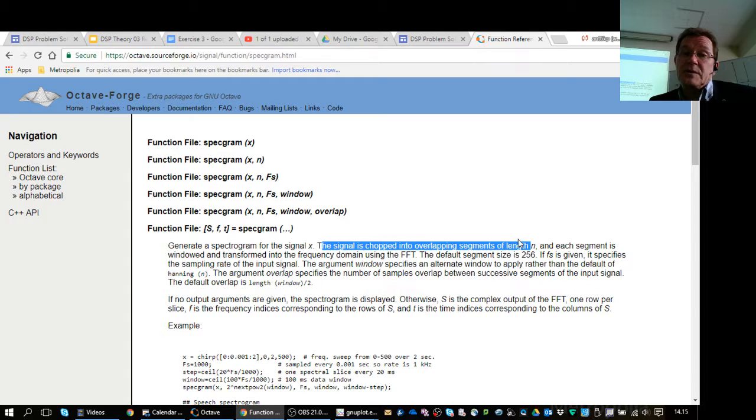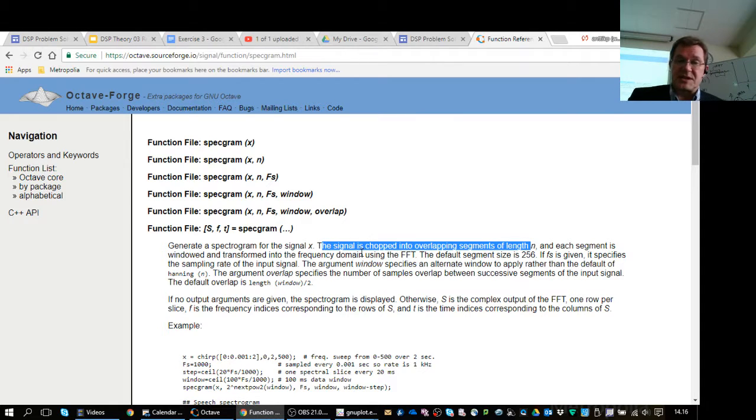Signal is chopped into overlapping segments. Okay, so if we have a signal, where do we put that? I already had it on Monday, but anyways, the spectrogram will actually take a certain number of samples here and calculate the Fourier transformation of that, and then move into the next one and move into the next one, and makes that image.